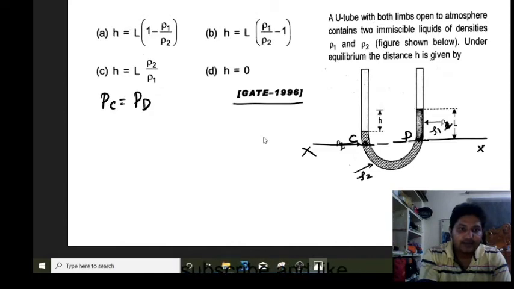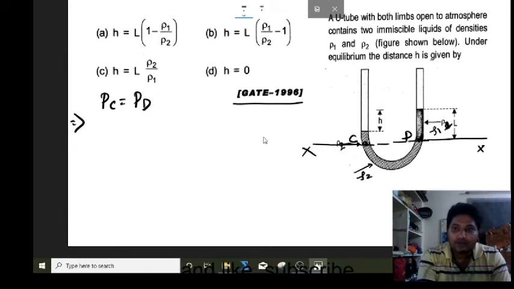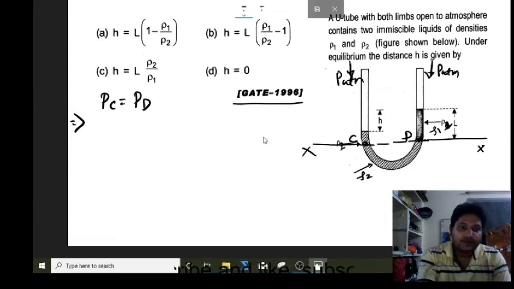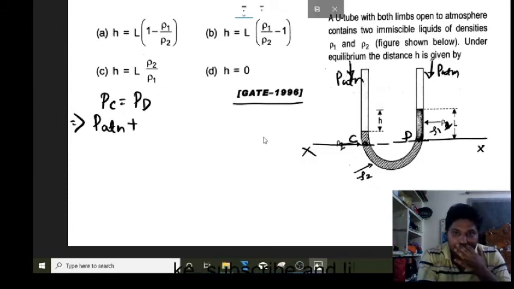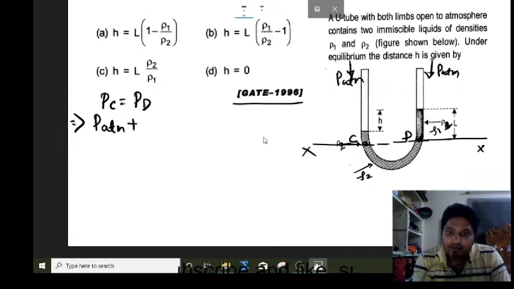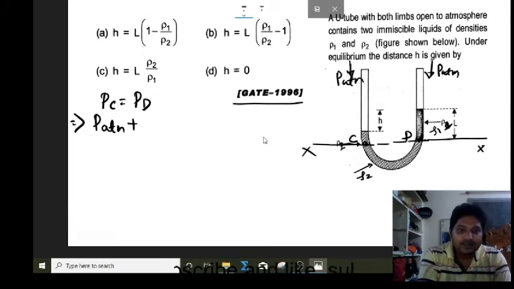So what is the pressure? If it is open to the atmosphere, there is some atmospheric pressure acting here, and some atmospheric pressure acting right over here. So this atmospheric pressure P atm, plus this one is rho 1, so there is P atmospheric plus rho 2 into g into this one, L minus H. This is L, this is H.